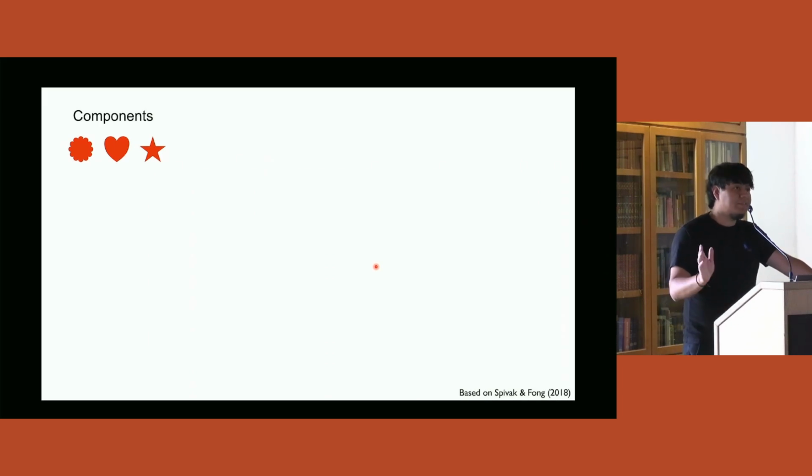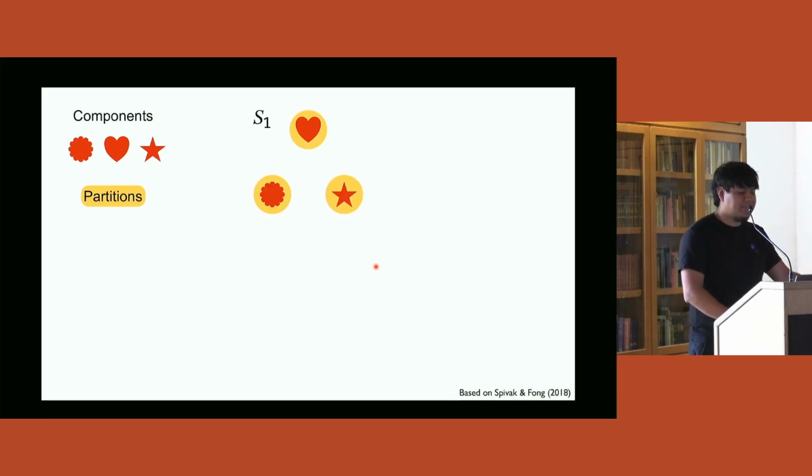I have a very boring universe with three entities. One is a cloud, one is a heart, and one is a star. These are just shapes. And in my universe, just to give it some structure, I'm going to allow some partitions of these entities. A possible partition, for instance, is this one, where each element is independent of the others. They live in their own little domain. And I'm going to call that system S1, system 1.